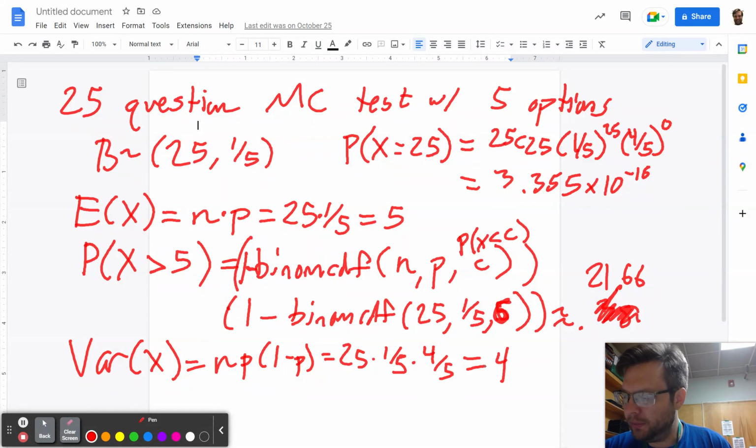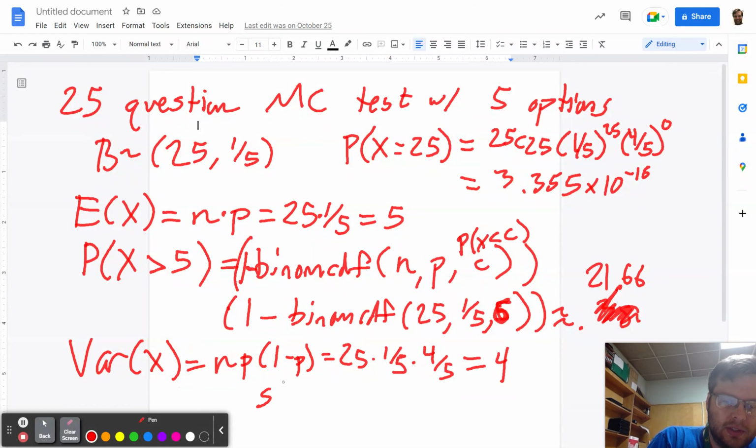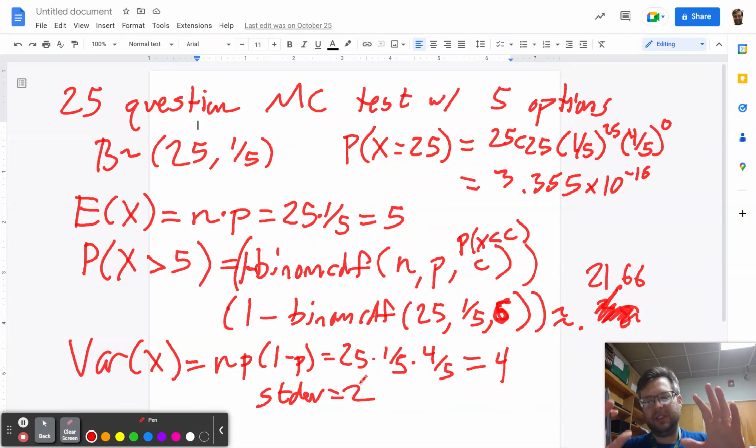You're probably more familiar with the standard deviation. The standard deviation is the square root of the variance. So if I wanted to take the standard deviation, that would be 2. And if you think back to your normal distribution, about 2/3, 68%, are within one standard deviation. So about 68% of the time, if you guessed on a test, you would be within 2 points of getting 5. So about 68% of the time, you'd get between 3 questions right and 7 questions right.